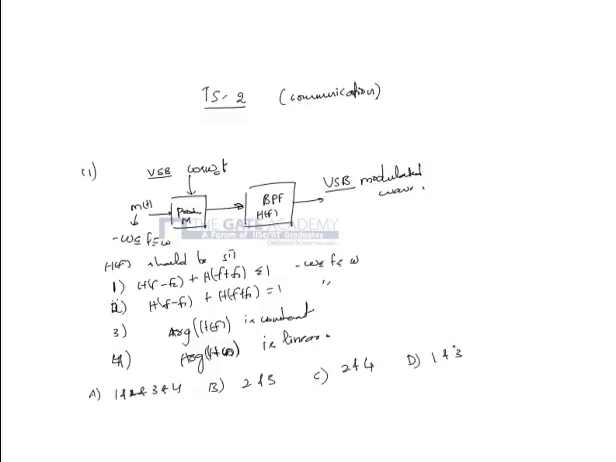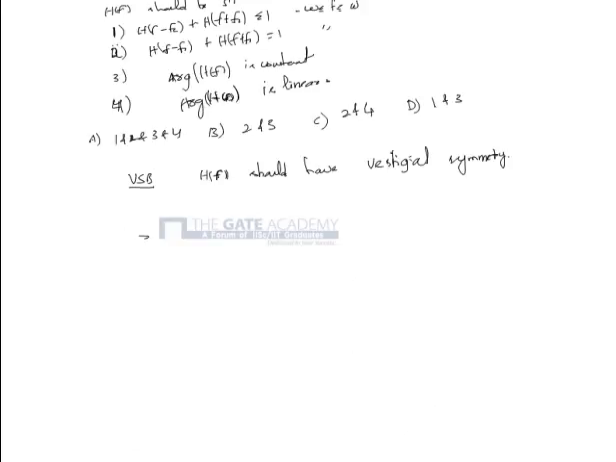Now we know that for a vestigial sideband modulation, the transmit filter, which is what is written here as the band pass filter, should have vestigial symmetry. Vestigial symmetry is nothing but H(f) should have an odd symmetry about fc. So this is fc, minus fc. H(f) needs to be odd symmetric around fc.